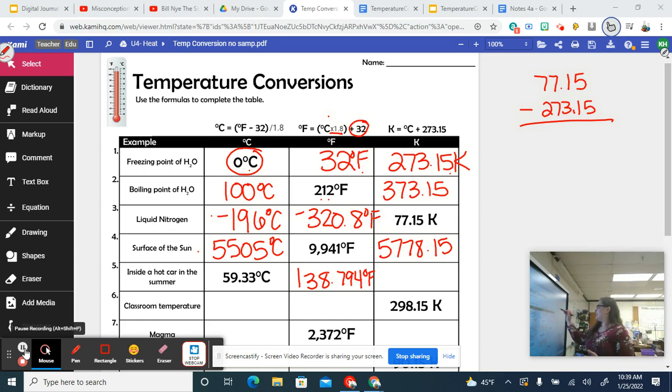All right, and then to get Kelvin, we add 273.15 to our Celsius number. So 59.33 plus 273.15 equals, oops, I messed up.